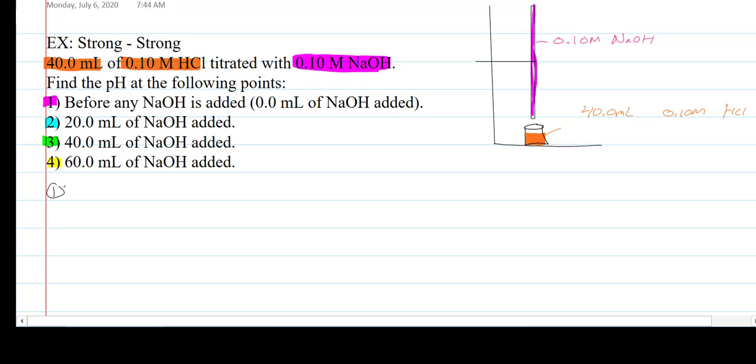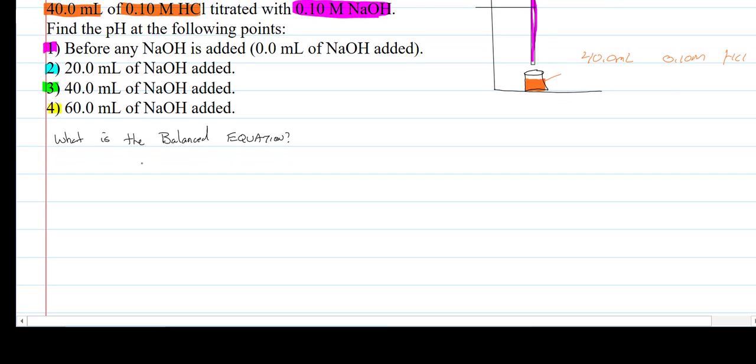Well, before we even do part one, let's talk about the reaction. What is the balanced equation? HCl and NaOH, so hydrochloric acid and sodium hydroxide, going to, we have what? Switch dance partners: NaCl and H2O liquid.